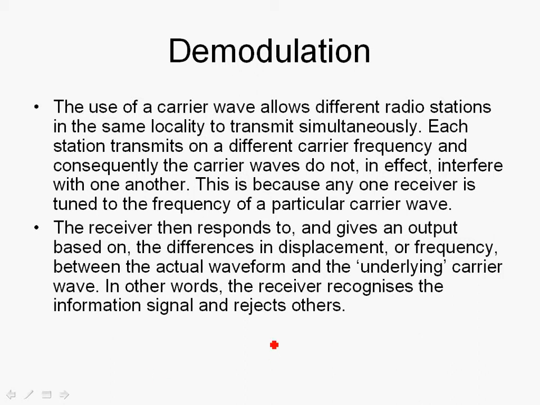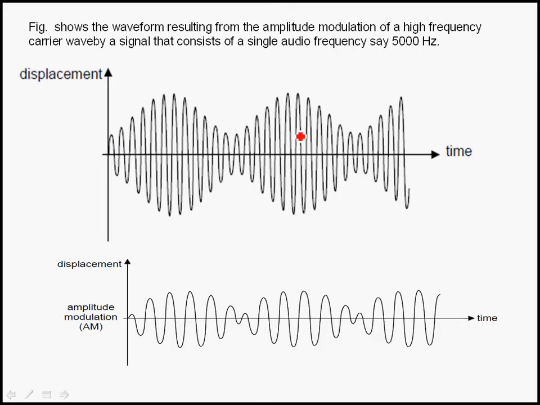Okay, this is where we left. If you see here, the figure shows the modulated carrier wave, or the waveform resulting from the amplitude modulation of a high frequency carrier wave by a signal that consists of a single audio frequency, say 5000 hertz or 5 kilohertz. So this is the modulated carrier wave that is being produced from an audio signal of frequency 5000 hertz.